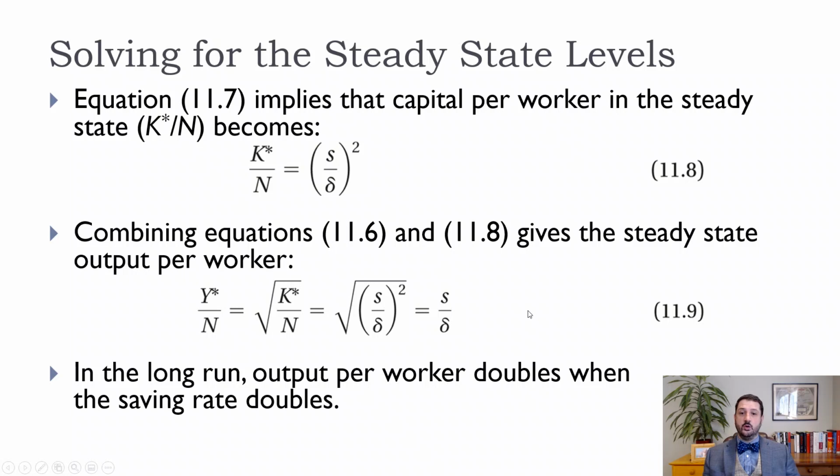And so then we can find the output per worker. It comes out nice and easy, which is why we use it as an example. The math is nice and easy. Output per worker is just the square root of capital per worker. Capital per worker is (s over delta) squared. The square root of (s over delta) squared is just s over delta. So output per worker is increasing in the savings rate and decreasing in delta, the depreciation. So in the long run, output per worker will double when the savings rate doubles. That's probably not completely realistic, but it's fine for now. Basically, we want to make sure that output per worker goes up when the savings rate goes up.